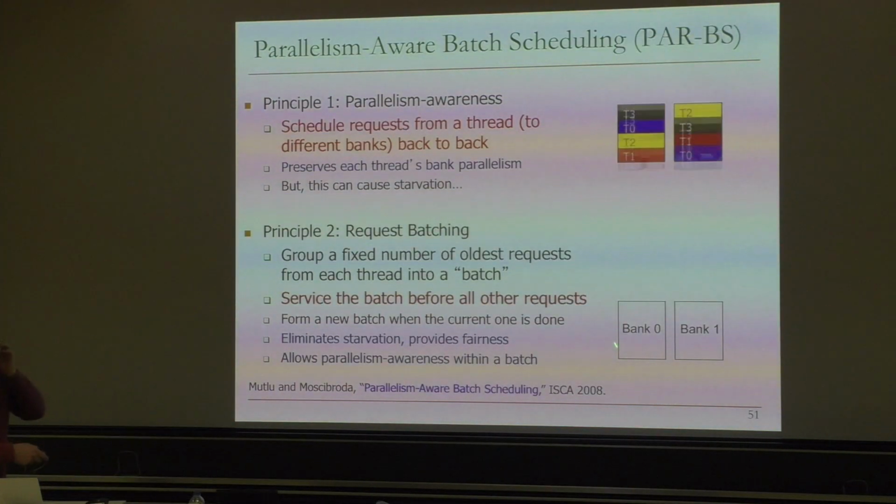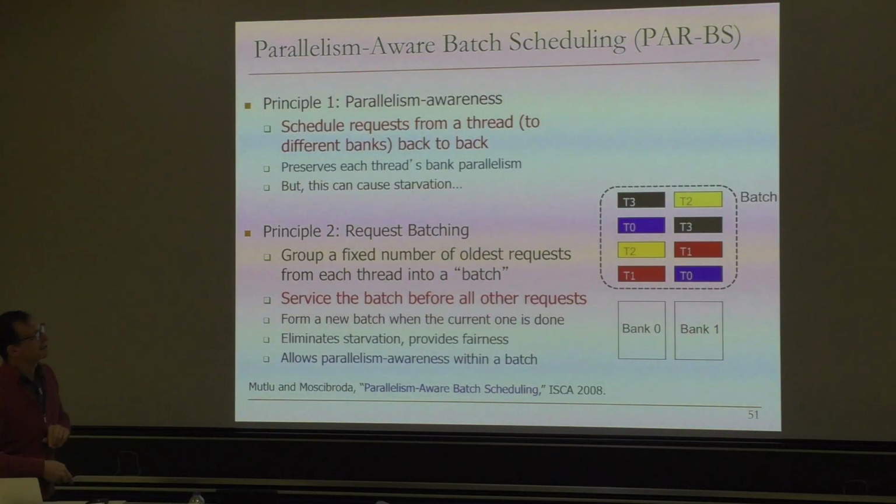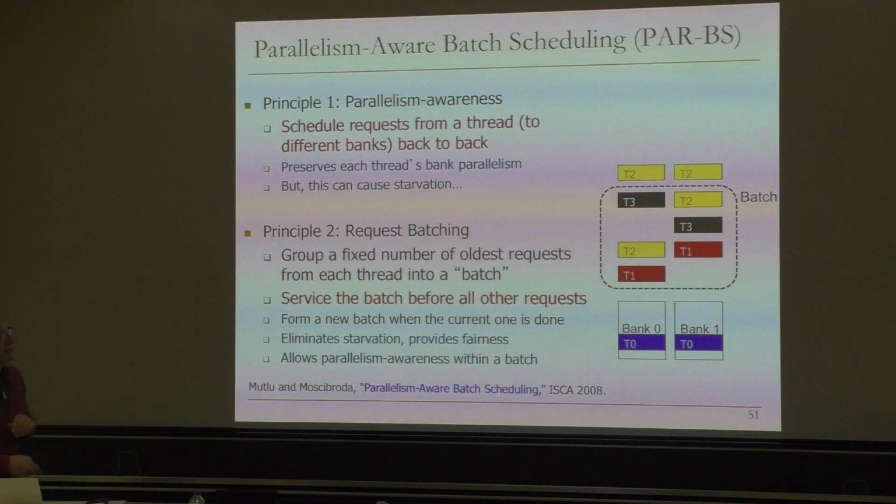So let me give you a pictorial example of this. Let's assume we have 2 banks and now 4 different threads. They're kind of equal. Each of them have 2 requests in this case. Let's assume that they're delayed. They're queued here for some reason. You form a batch. And now within the batch, you pick, let's say, thread 0's requests and prioritize them, service them back to back. New requests arrive, but you don't include them in the batch. Otherwise, you may cause starvation.